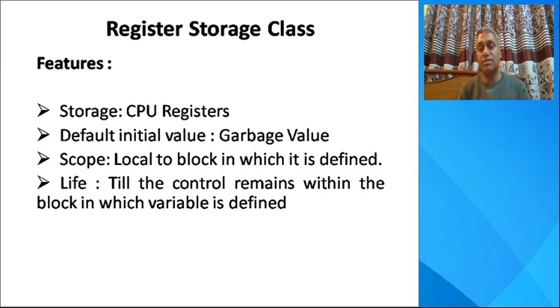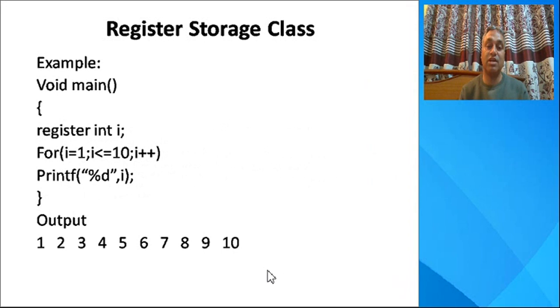The second one is default initial value. It is the same as the automatic class: the garbage value. It takes the garbage value or unpredictable value. Third one is scope. The scope and the life are the same as in the automatic storage class. The scope is local to the block in which the variable is defined, and the life is till the control remains within the block in which the variable is defined. I am going to explain these four characteristics of register storage class along with an example. The example is on your screen.